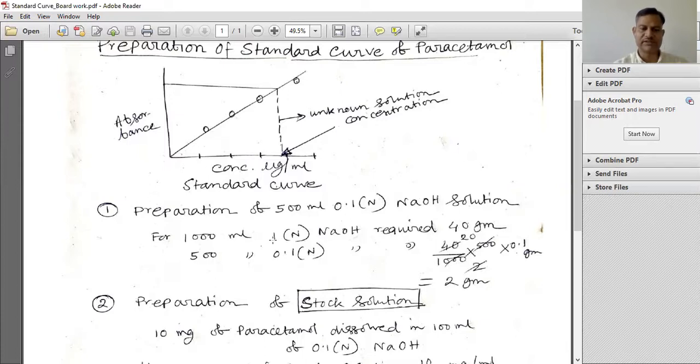This is the calculation. Whatever amount we are preparing, whatever strength we are preparing, first you have to write the basis. The basis is for 1000 ml of 1 N, we require 40 gram. So any volume you require or any strength you want to prepare can be calculated from this basis.